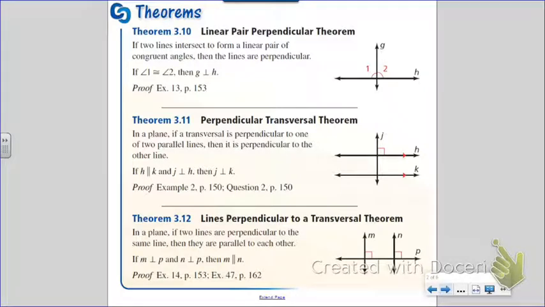Our first theorem, the linear pair perpendicular theorem, tells us if two lines intersect to form a linear pair of congruent angles, then the lines are perpendicular. The perpendicular transversal theorem tells us in a plane, if a transversal is perpendicular to one of two parallel lines, then it is perpendicular to the other line. The lines perpendicular to a transversal theorem says, in a plane, if two lines are perpendicular to the same line, then they are parallel to each other.